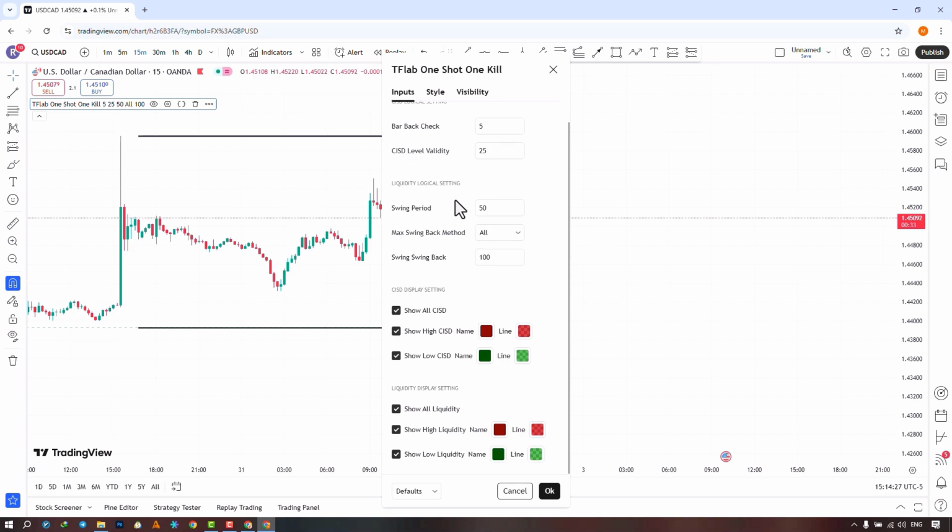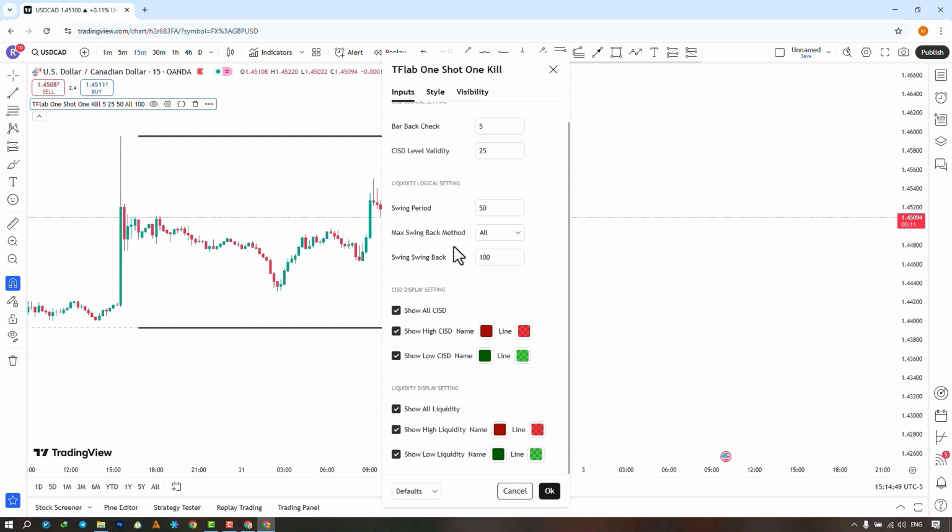In the following part, you can select the liquidity swing, where you can adjust the pivot swing period, which by default is set to 50. The more you increase this amount, the longer term swings it will identify, and the more you decrease it, the shorter term swings it will identify.